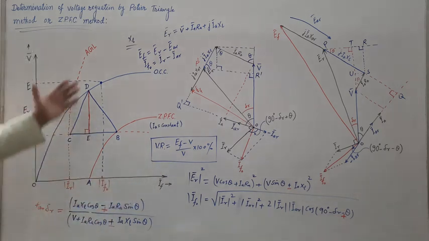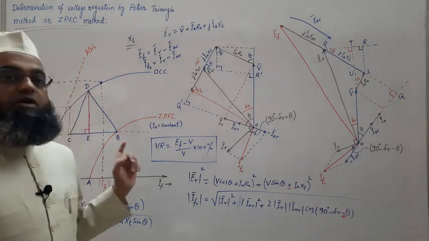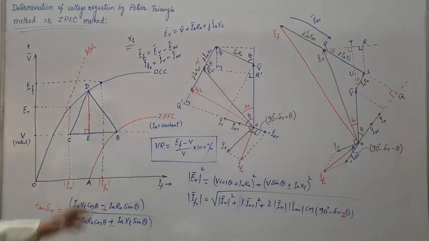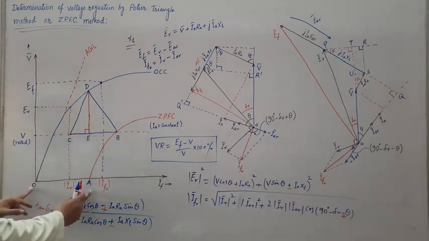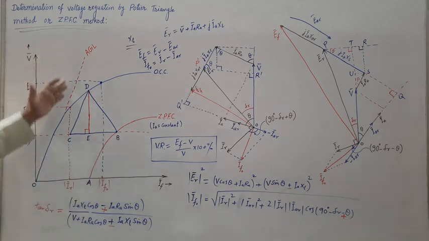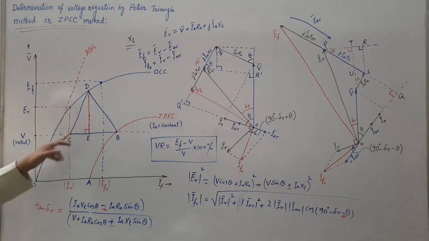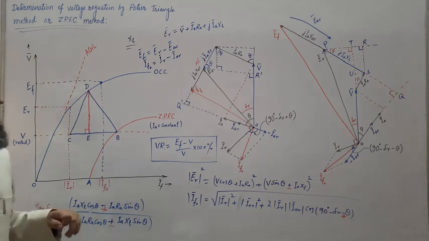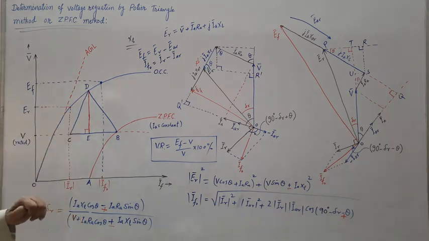For that, we need to perform these two tests, open circuit test and zero power factor test, and we need to plot the corresponding curves OCC and ZPFC. Then corresponding to rated terminal voltage we need to draw a horizontal line which meets B, and corresponding to this length OA we need to mark this point C, and parallel to this AGL we need to draw a line from C which meets OCC at D. From D, draw a perpendicular which meets this line at E, and this triangle BED gives you Potier triangle. This is Potier triangle which gives two parameters.